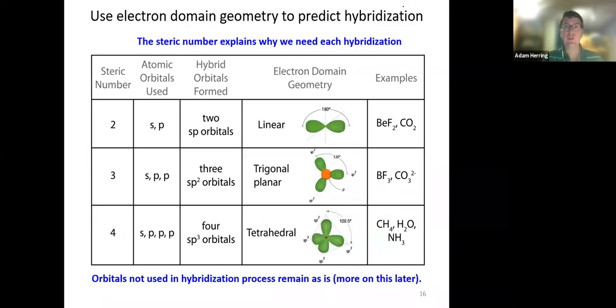So we can use the electron domain geometries in order to predict the hybridization. And this is simply because the electron domain geometry is determined based on the steric number. The steric number tells us how many total electron domains we need, and therefore that is how many hybrid orbitals we're going to need. So you can determine the hybridization simply by looking at the molecule and determining how many electron domains the given atom has for which hybridization you're trying to determine.